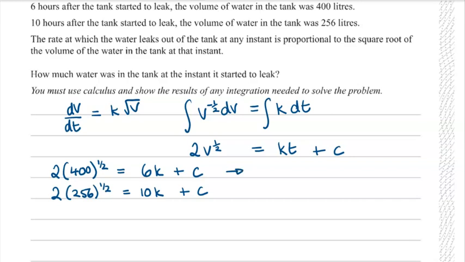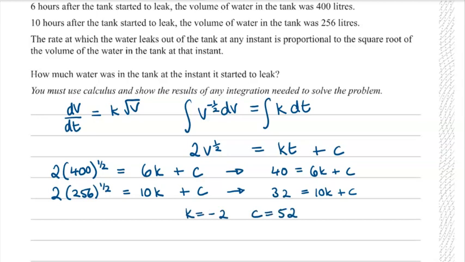So this one, the square root of 400 is 20, and if we times that by 2 is 40. So we get 40 is equal to 6k plus c. This one, the square root of 256 is 16, times that by 2 is 32, so we get this much. We can do a subtraction there, so the bottom one take away the top one, and we'd be able to work out what k is, and then use that to work out c. I'm just going to go straight to the answer just for time's sake here.